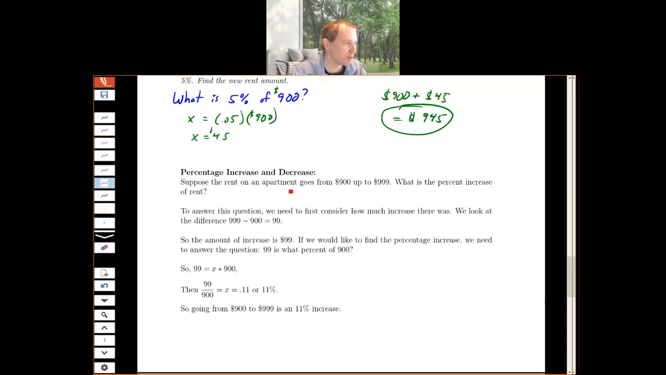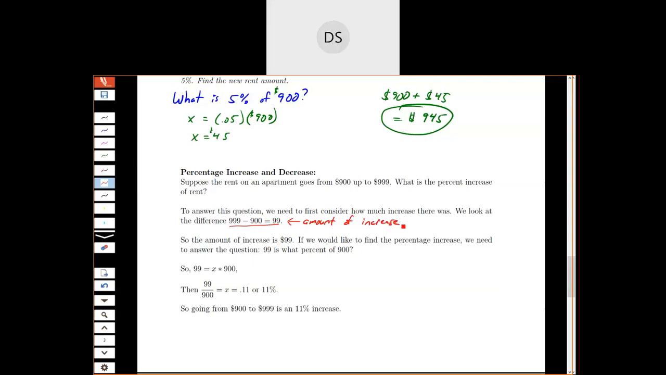The steps when we want to find a percent increase is to first find what is the actual increase. Okay. So we want to consider how much of the increase there was, right? And that's going to be the difference. So going from 900 to 999, if I subtract, I get a $99 increase. Okay. So this is the amount of increase.